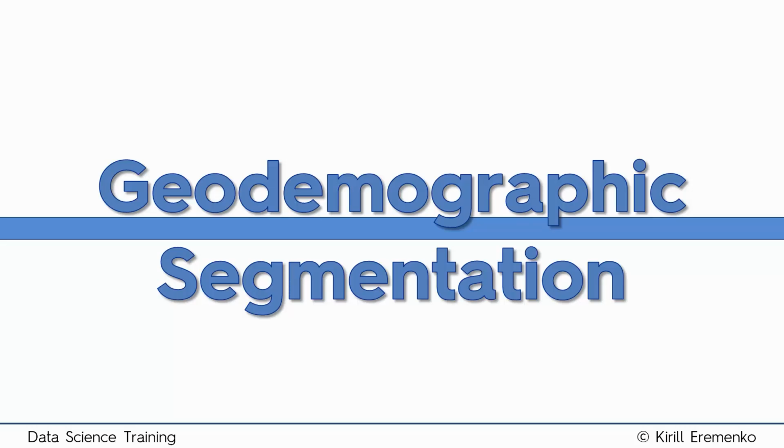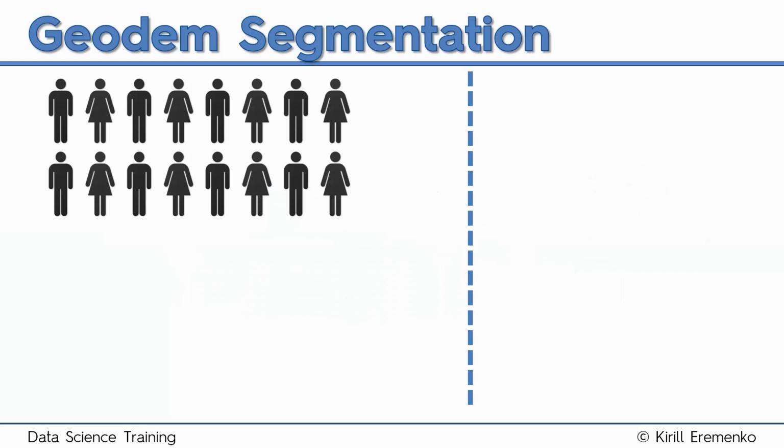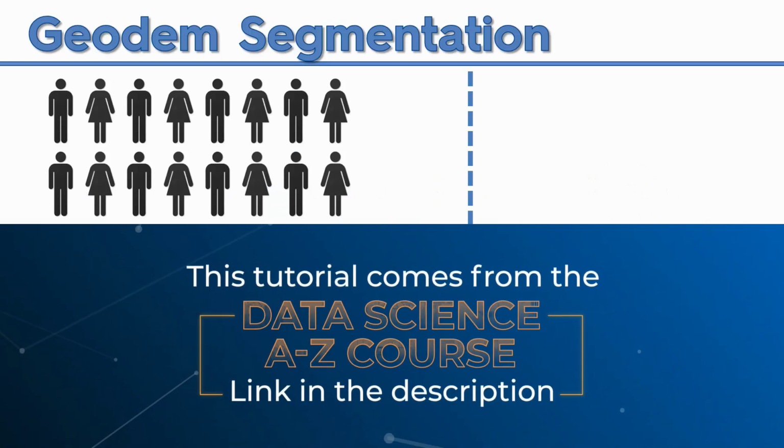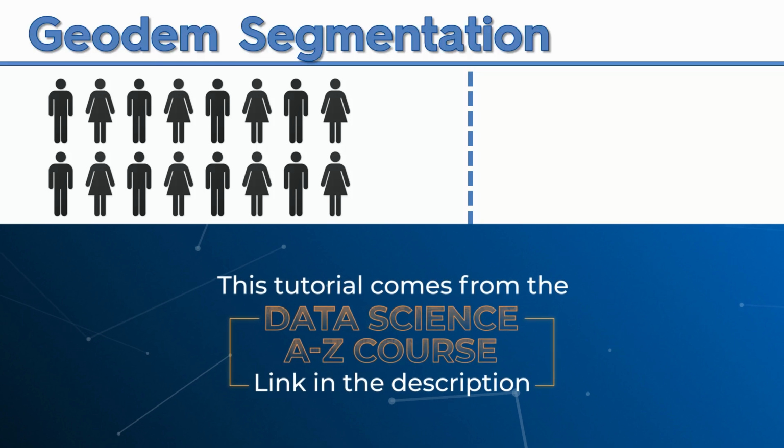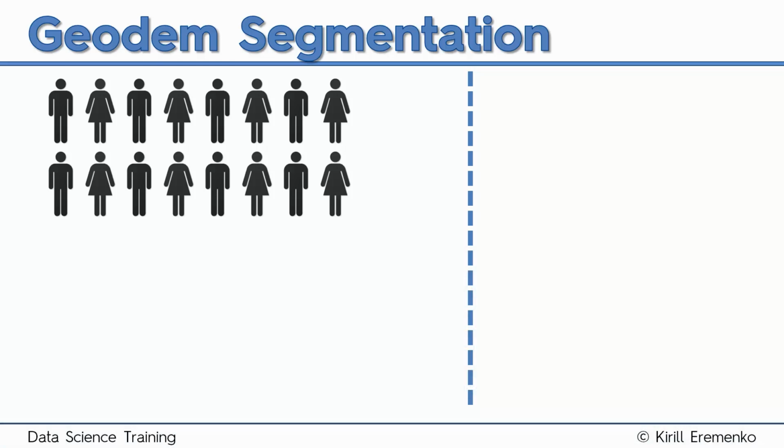Geodemographic segmentation. What is it and what is it used for? Let's imagine a scenario. You're a data scientist working at a bank, and this bank has lots and lots of customers. And at some point you decide to take a random sample of these customers and take a snapshot in that point in time. Meaning that you gather all the information you can on these customers.